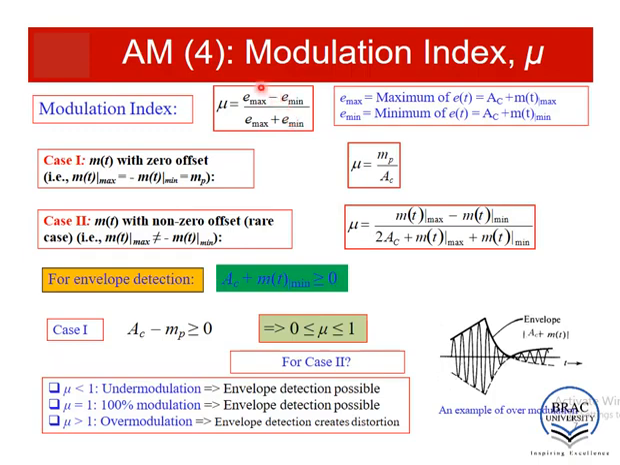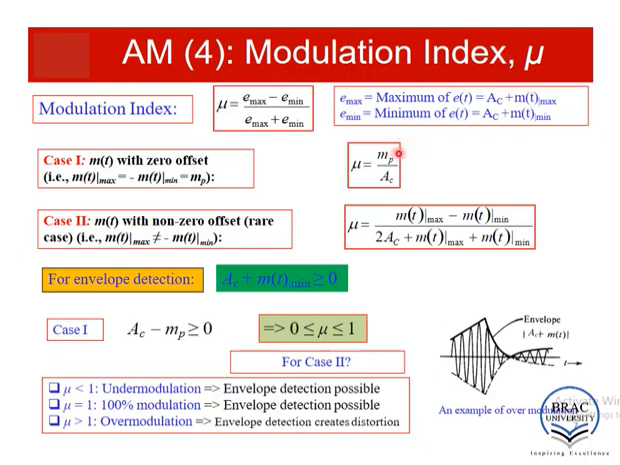So Emax is the maximum value of Ac plus m(t), but as Ac is a constant term, Emax can also be written as Ac plus m(t) max, or Ac plus the maximum value of m(t).